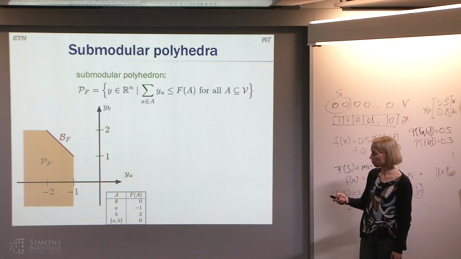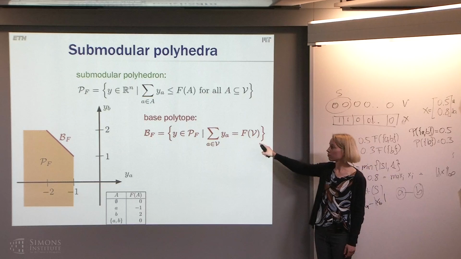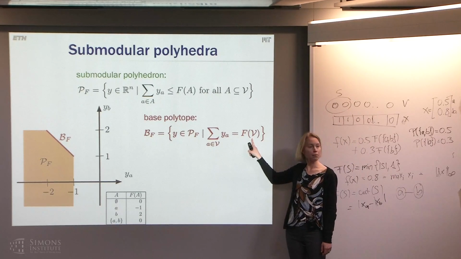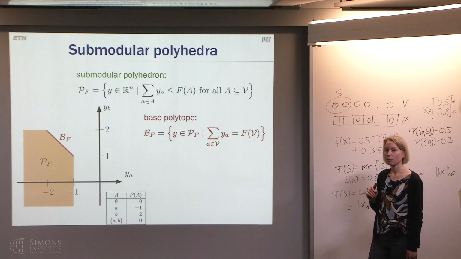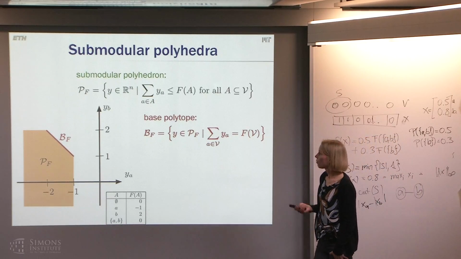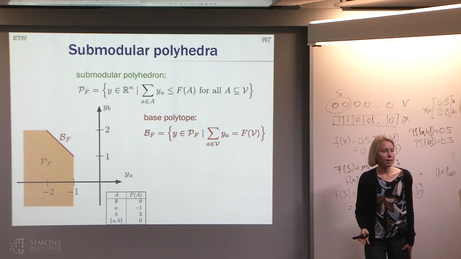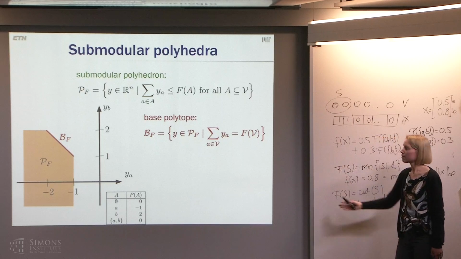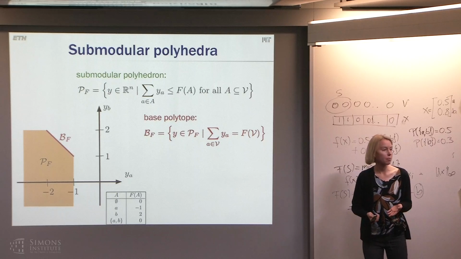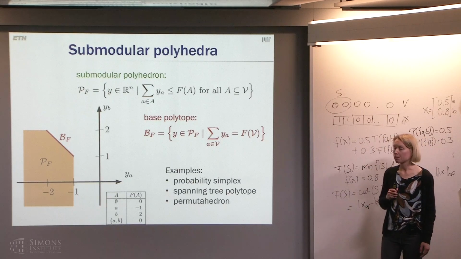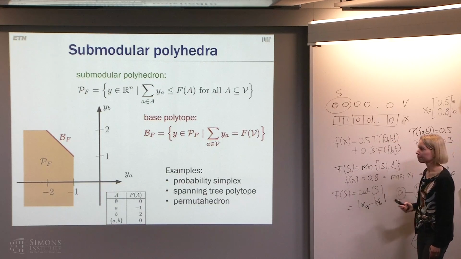And now the base polytope is a particular face thereof where the last inequality is tight. So this vector should actually sum up to f evaluated at the ground set. That's the base polytope, and this is what it looks like. So far so good. It's some polytope that's defined by my submodular function. Even if you have never heard about a base polytope, there are some examples that you probably have heard of. So one is the probability simplex, for example, which is the base polytope of this function here.